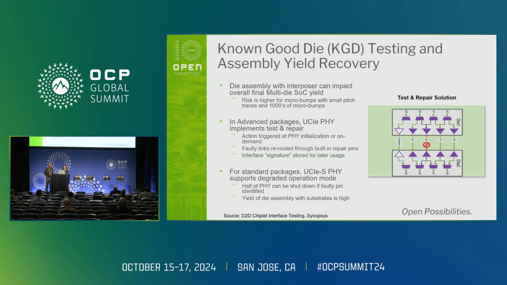And specifications like UCIe are defining test and repair mechanisms where, in case of advanced packages which use micro bumps and can see more probability of failures than standard packages, there are redundant pins provided in the PHY where, if any of the links is broken, the communication can still be rerouted through the redundant pins, and there is no loss in communication between the die-to-die connectivity. In case of standard packages, UCIe also specifies a degraded mode where the bandwidth in the link can be reduced if some of the links are found to be faulty.